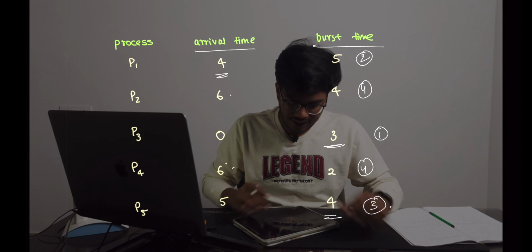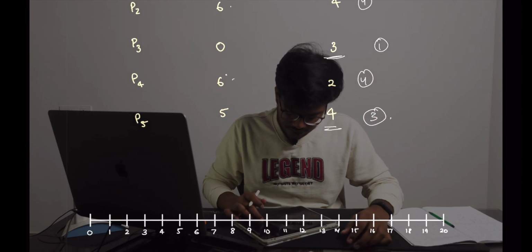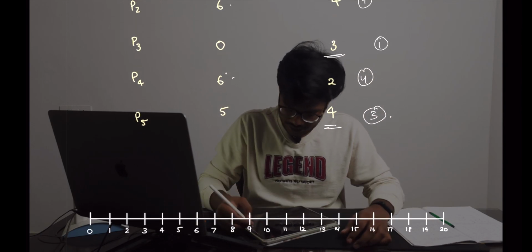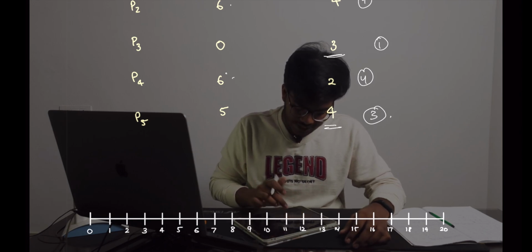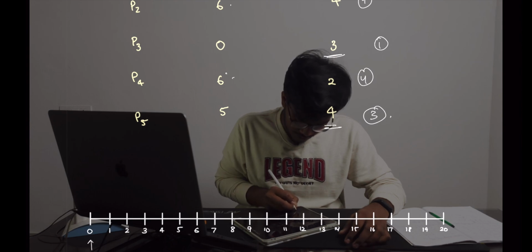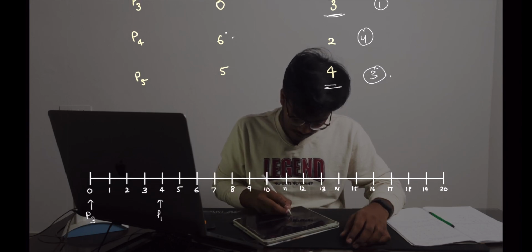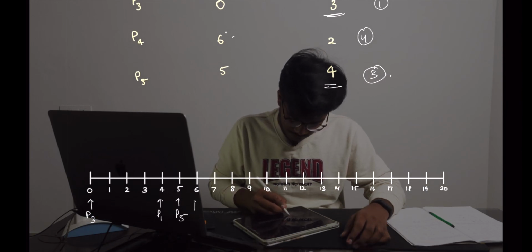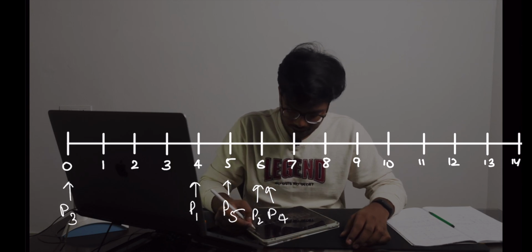Now let us take a timeline to understand when the process arrives into the operating system, right? So let us draw a small timeline, and let us denote when the process arrives at the operating system. We know that P3 arrives at time t equal to 0. So let us write P3 arrives here. P1 arrives at time t equal to 4. So P1 arrives here. Next, P5 arrives at time t equal to 5. Then at time t equal to 6, P2 and P4 arrive. So here P2 and P4 both arrive at this time, right? As you can see, these are the positions when the processes enter the operating system.